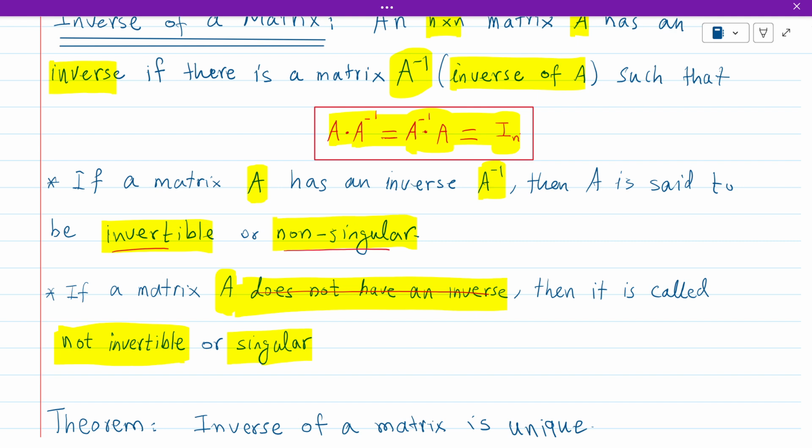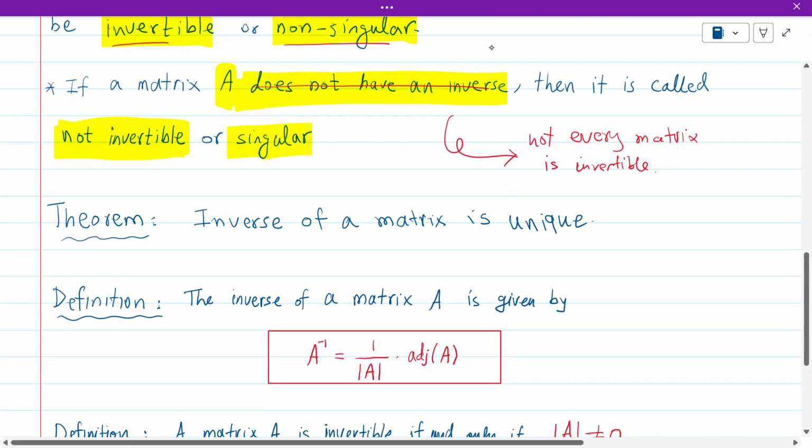From these two notes, what you can say is that not every matrix is invertible, or not every matrix is non-singular. We have matrices that are singular, and we have matrices that are non-singular. That is, we have matrices that are invertible, and we have matrices that are not invertible.